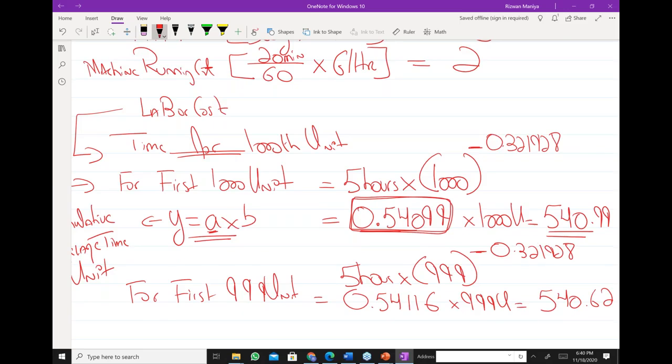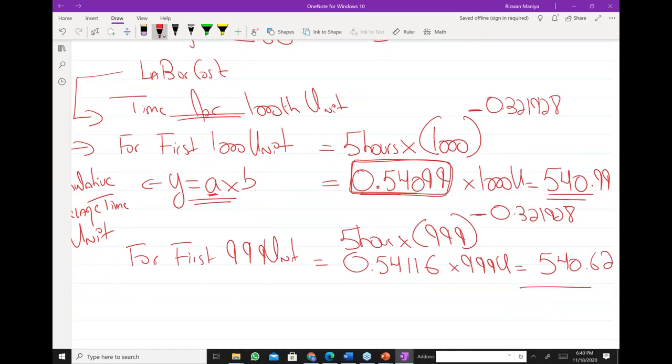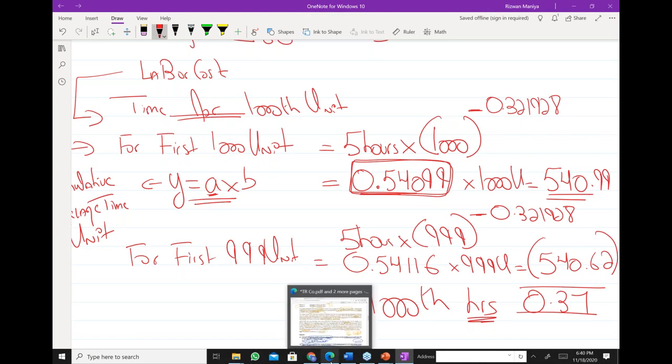Great. So I need the time for the 1000th unit. So let's work out the difference of these two. 540.99 minus 540.62 will give you 0.37 hours. Is that right, everybody? So this is the time for the 1000th unit, 0.37.